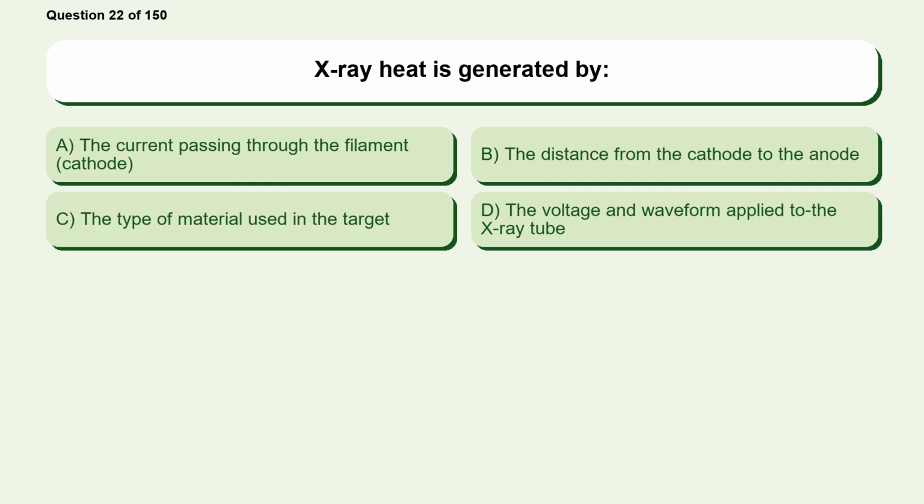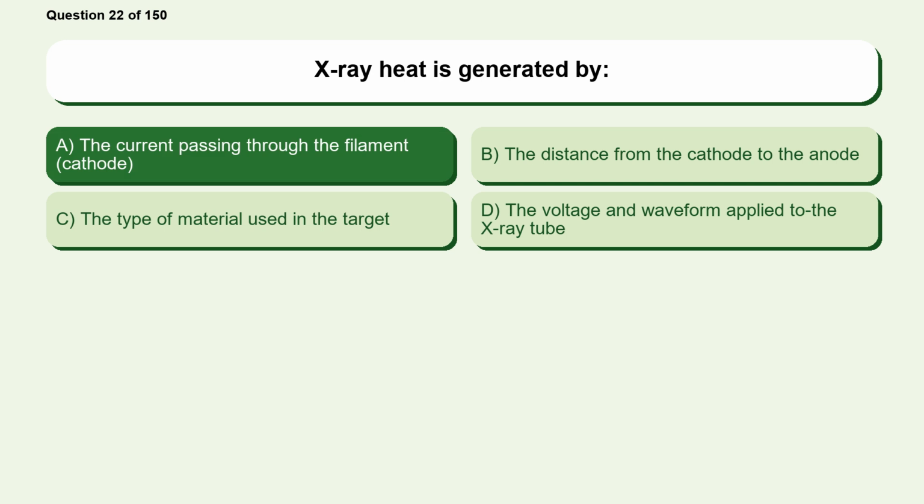Question 22. X-ray heat is generated by Option A, the current passing through the filament, cathode. Option B, the distance from the cathode to the anode. Option C, the type of material used in the target. Option D, the voltage and waveform applied to the X-ray tube. The correct answer is option A, the current passing through the filament, cathode.